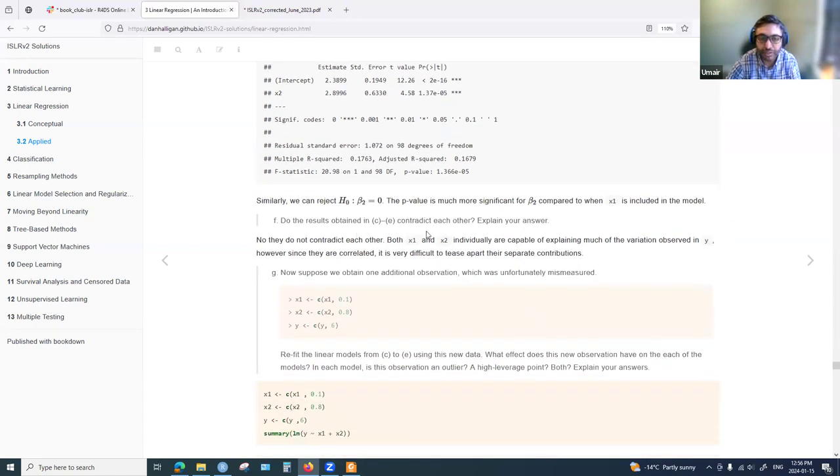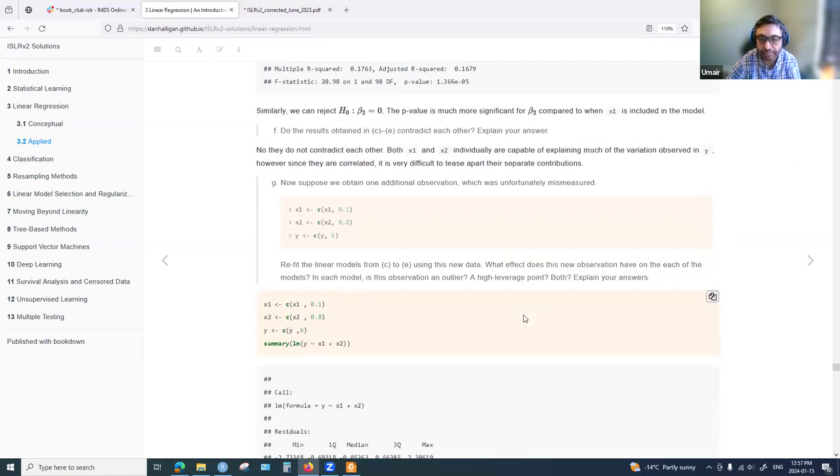So do the results obtained contradict each other? They don't, because we have a collinearity problem. Separately fitting them, we can see that.